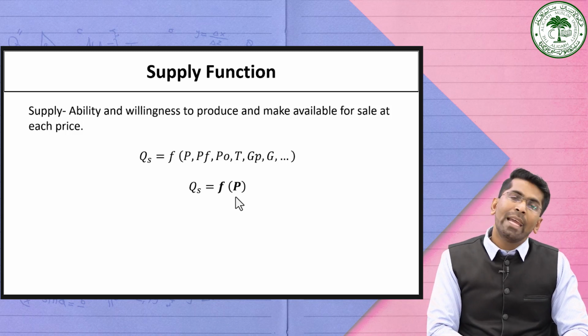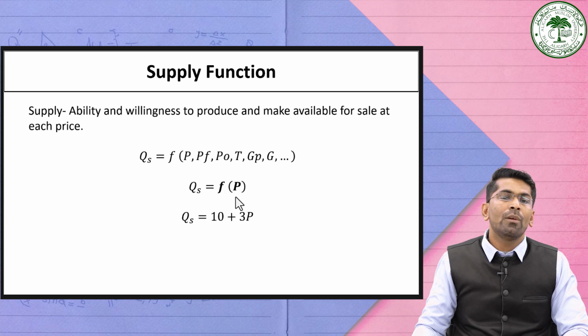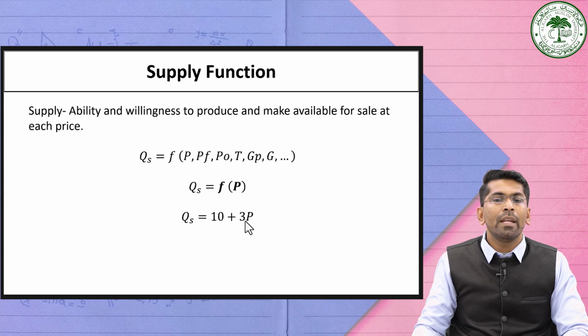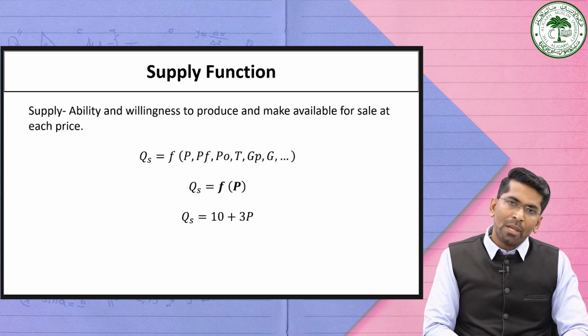Now let us consider one example, that is QS is equal to 10 plus 3P. This is a linear supply function which implies that for every 1 unit increase in the price, the quantity supplied will also increase, because we are using plus 3P. So here the sign is positive. So for every increase of 1 unit in price, there is a 3 unit increase in the quantity supplied. So this is all about the supply function.